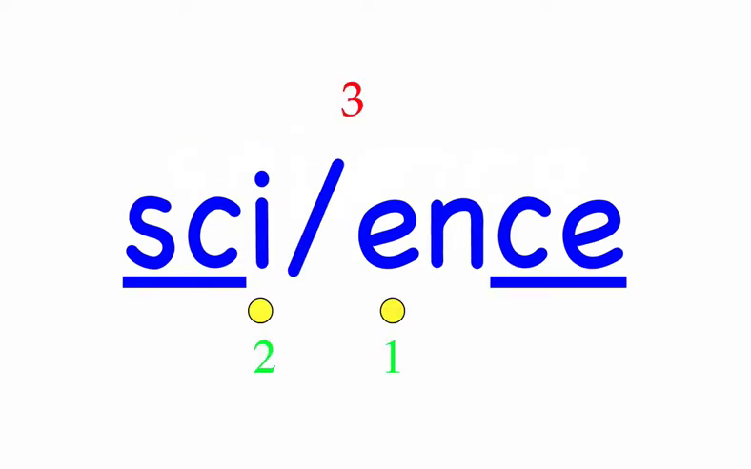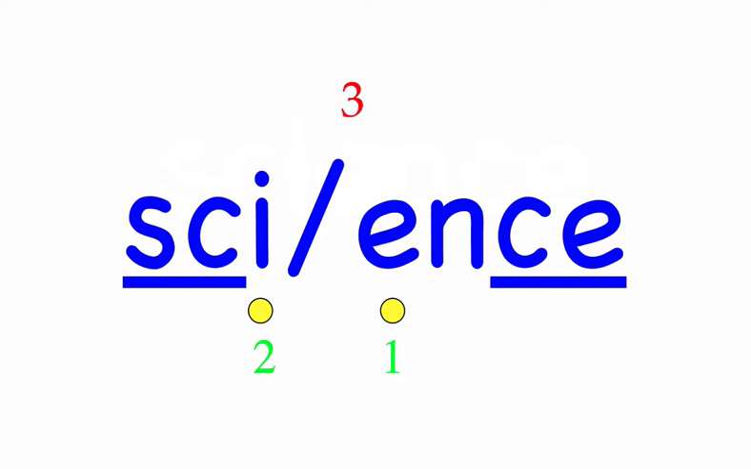Science. SC is a team here because it's followed by I. Notice I and E do not join together and form a team here. They separate into separate syllables. CE is a team because the E's only purpose is to cause the C to represent its second sound. CE represents the sound S.